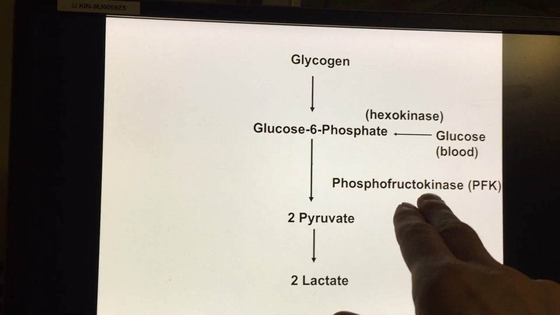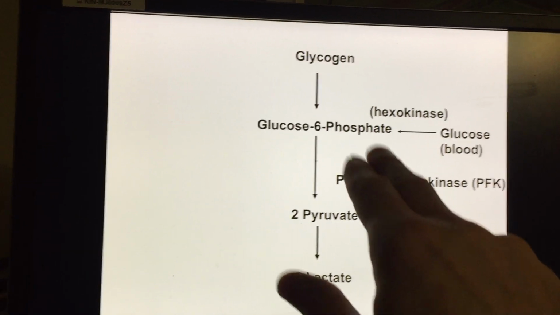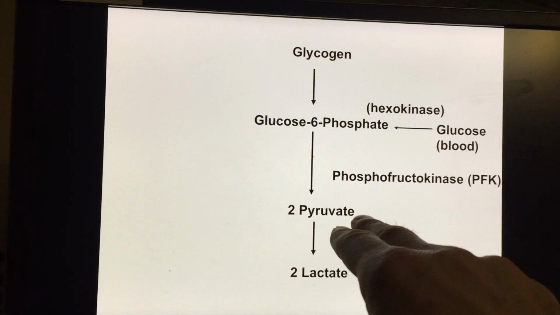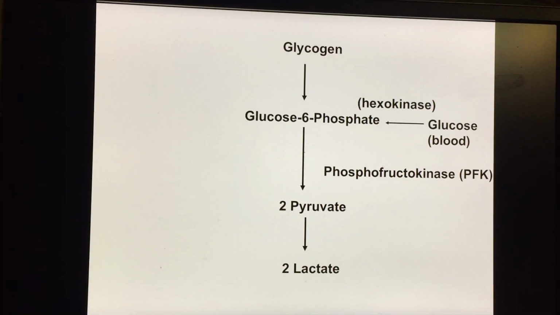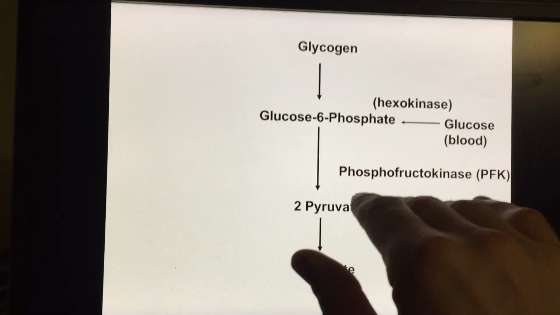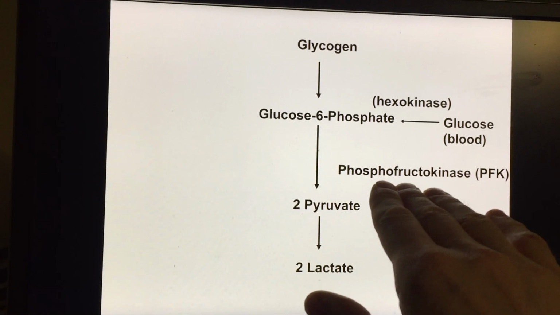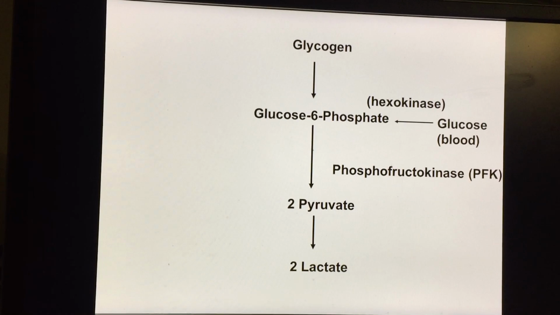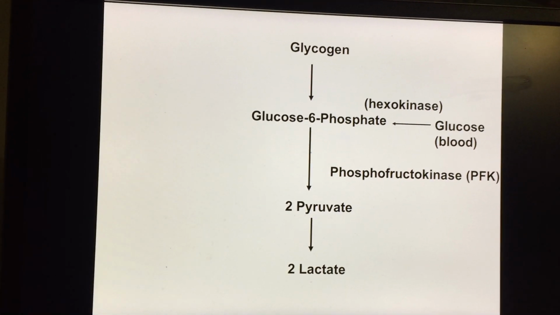And then phosphofructokinase is just an enzyme that's in the middle of glycolysis. It's easy to measure, so it's used as a marker of glycolysis in biochemistry labs.